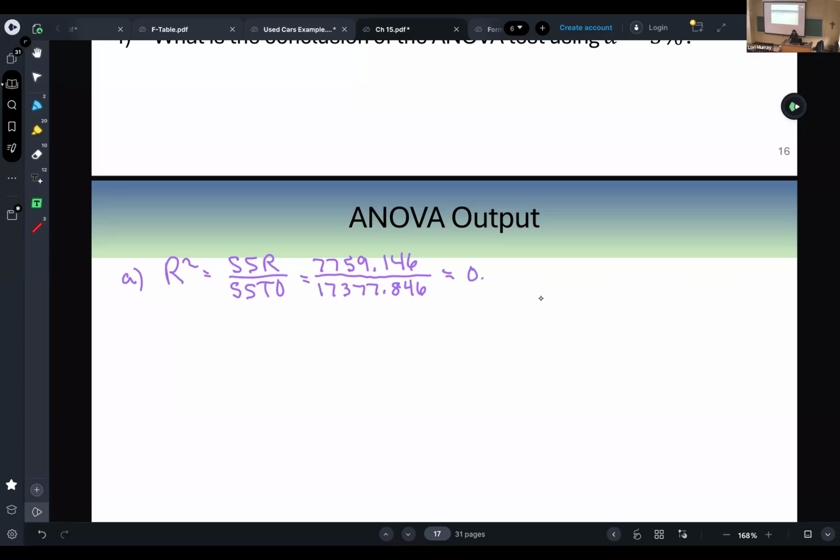Yes. Perfect, yes, 0.446, and we can put that as a percent, 44.6%, so it's not bad. It's actually pretty good, not bad.